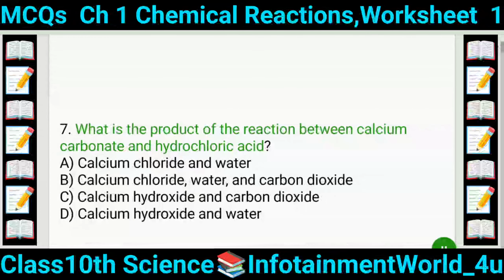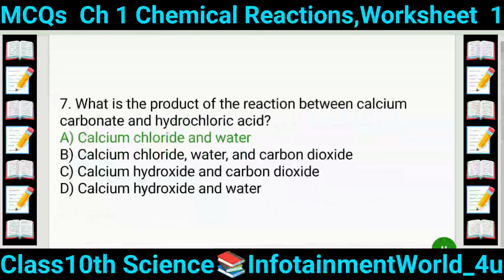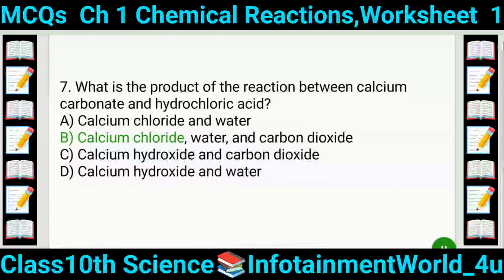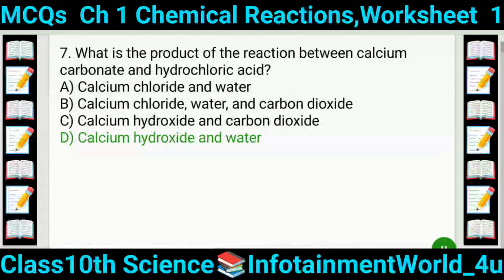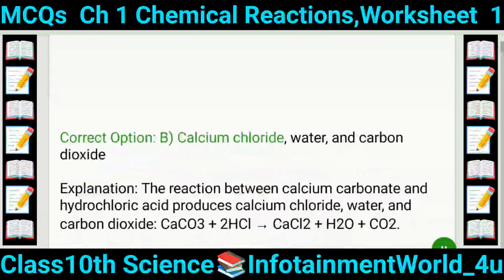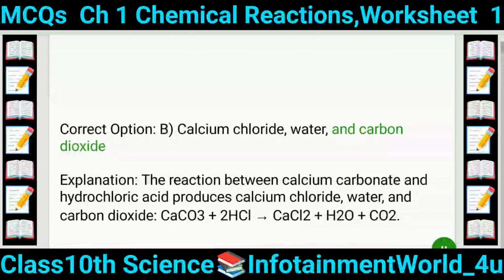7. What is the product of the reaction between calcium carbonate and hydrochloric acid? A. Calcium chloride and water. B. Calcium chloride, water, and carbon dioxide. C. Calcium hydroxide and carbon dioxide. D. Calcium hydroxide and water. Correct option B. Calcium chloride, water, and carbon dioxide.